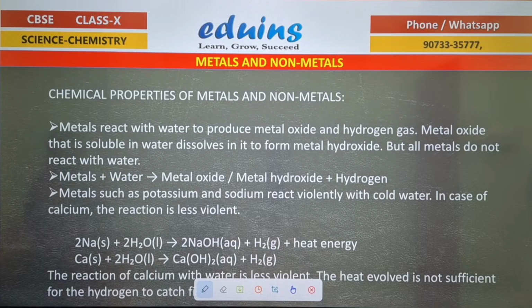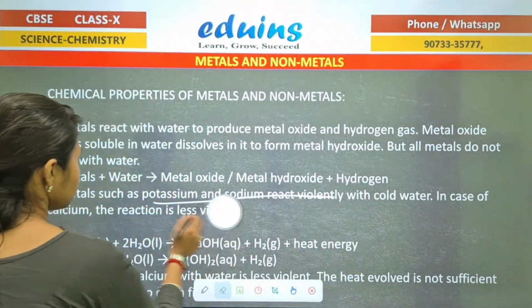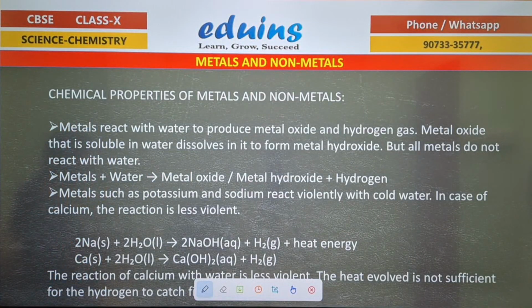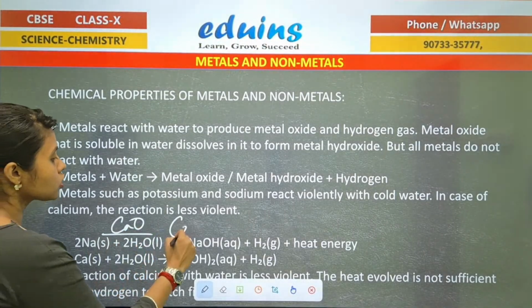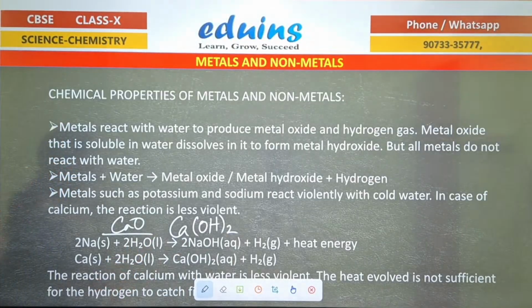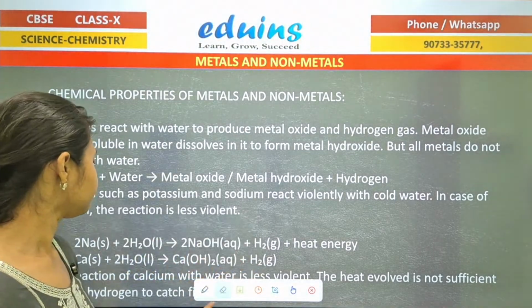Metals such as potassium and sodium react violently with cold water. So, this is the precaution here, okay? Do not touch sodium or potassium with bare hands or wet hands, okay? With cold water, in the case of calcium, the reaction is less violent. We all know about CaO and Ca(OH)2, calcium oxide and calcium hydroxide. We all know about that. Okay, lime water.